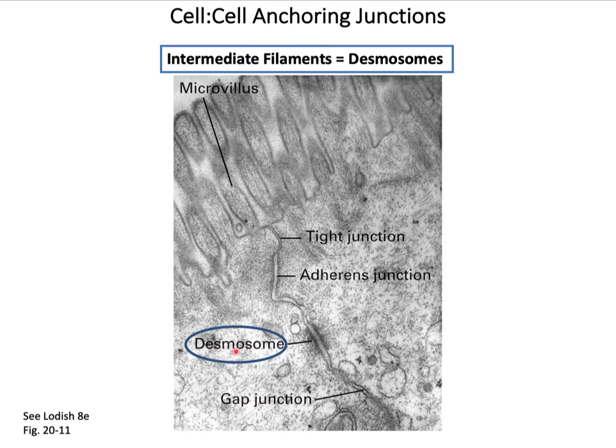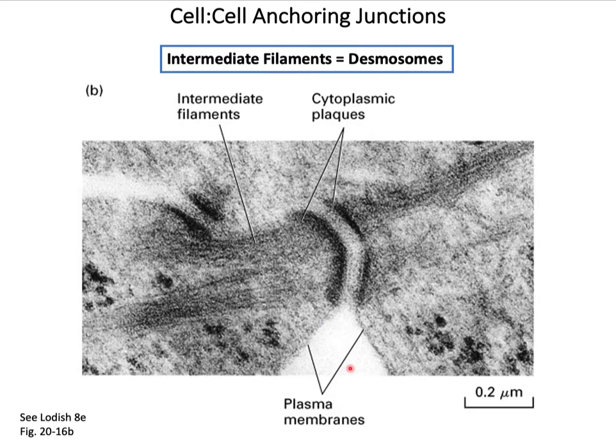When cells interact with each other through intermediate filaments, the anchoring junction is known as a desmosome. Again, this is a figure of a transmission EM, and you can see the desmosome that is right below the adherens junction or the adhesion belt. And this is the usual position for these types of junctions. This is another transmission EM of higher resolution of a desmosome, and you can see very, very clearly the cytoplasmic plaques and the intermediate filaments.